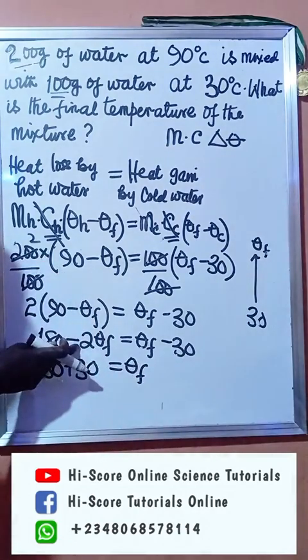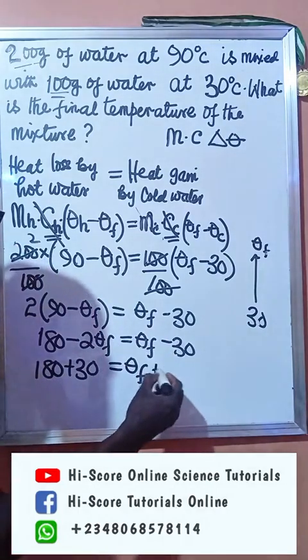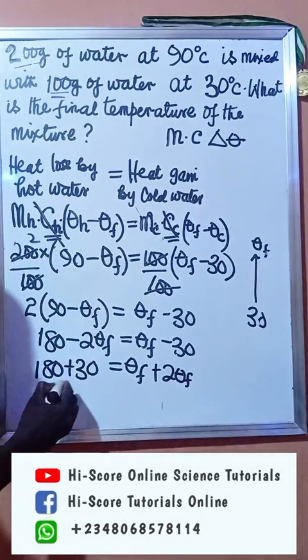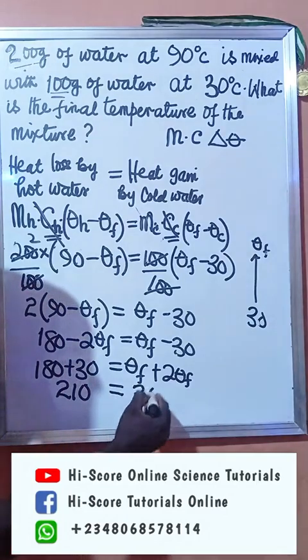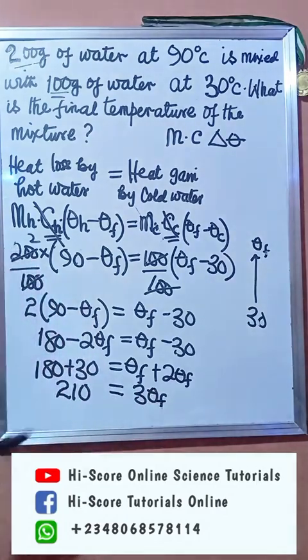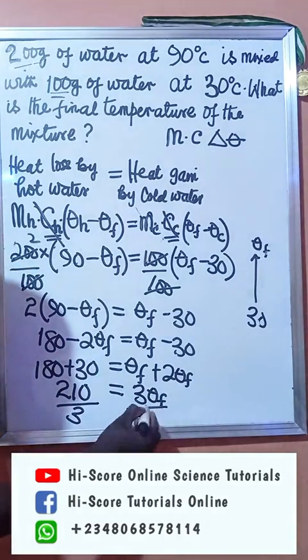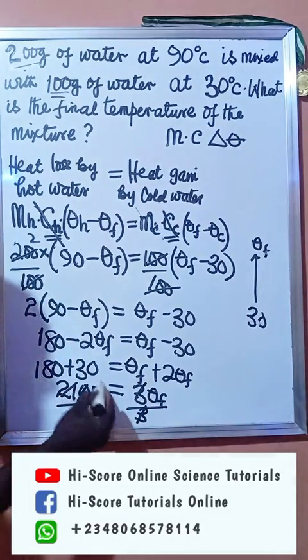This is negative 2 theta f. If crossing to the other side, it becomes positive 2 theta f. This plus will give us 210. And this will give us 3 theta final. If we divide both sides by 3, 3 divided by 3 is 1. 3 in 21 is 7. 3 in 0 is 0.